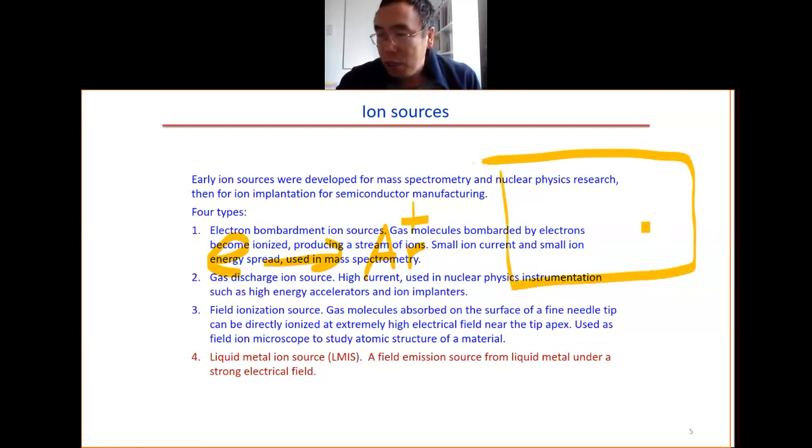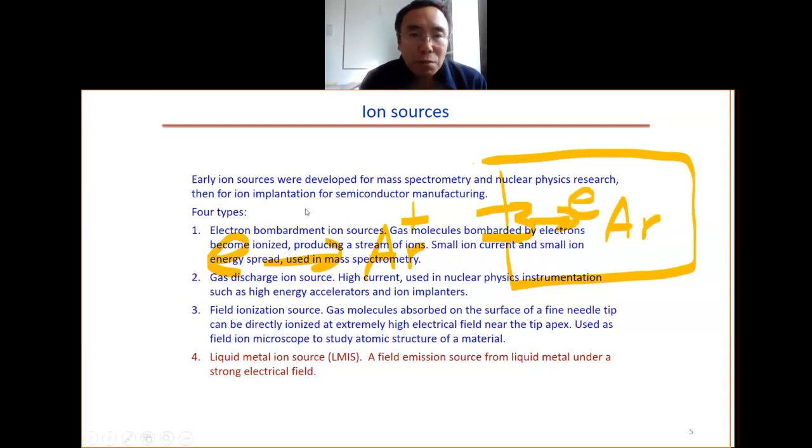You have the chamber, you fill it with the argon gas, and you have the filament. You have the hot filament, you apply a voltage, and this filament will emit electrons. So this is a case called electron bombardment ion source. This one is used for the mass spectroscopy, mass spectrometry. So what mass spectrometry uses the ions? If you remember, one of them is called SIMS.